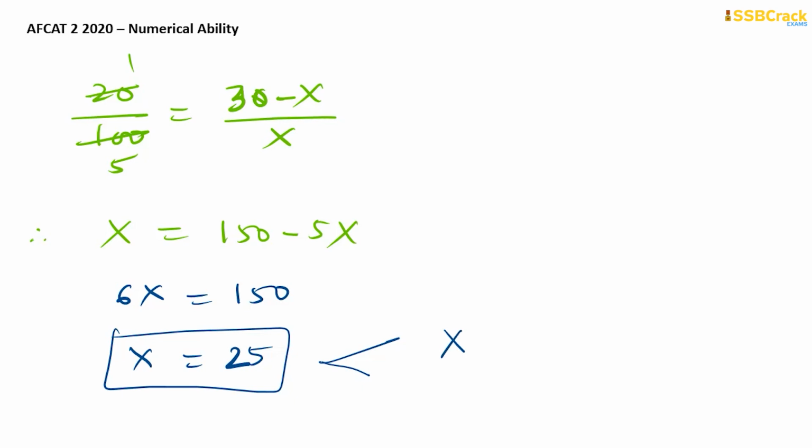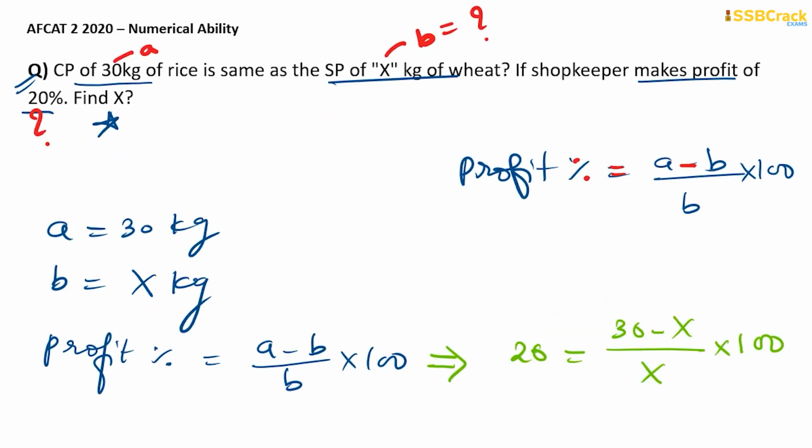So we calculated the value of X as 25 kgs. The question was that the CP of 30 kg of rice is the same as the SP of X kg of wheat, and we are given that there is a profit for the shopkeeper, to find the X, which is the unknown, that is the X kgs of wheat, which is the SP.